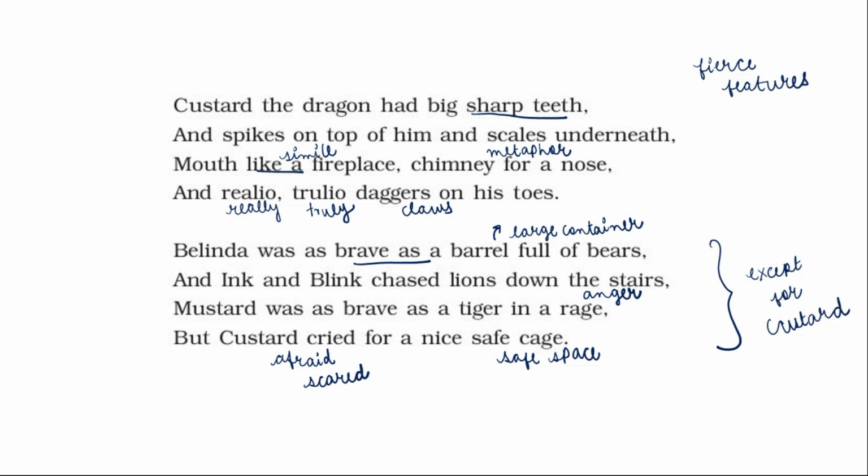So here the literary device, that is "as brave as." So here simile is used. Again "as brave as." So again here simile is used. And if you see here, "Belinda, brave, barrel and bears." So the repetition of the same sound at the beginning of words that are closely put together. So this is alliteration.